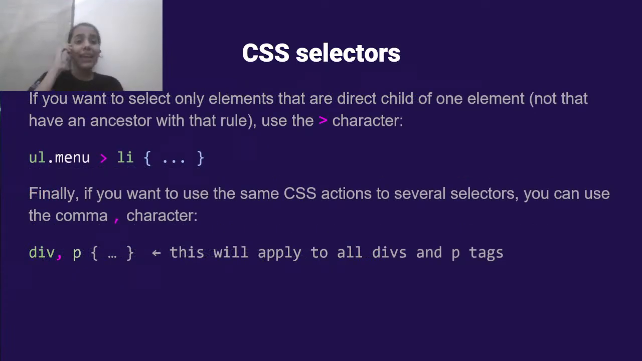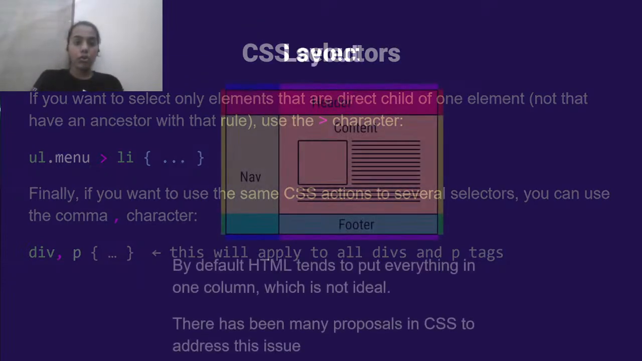If you want to select only elements that are direct children of one element, that is, they do not have an ancestor with that rule, we use the greater than character. So ul dot menu greater than li. Finally, if you want to use the same CSS action for several selectors, you can use a comma. So div comma p will apply to all the div tags and all the paragraph tags in the code.